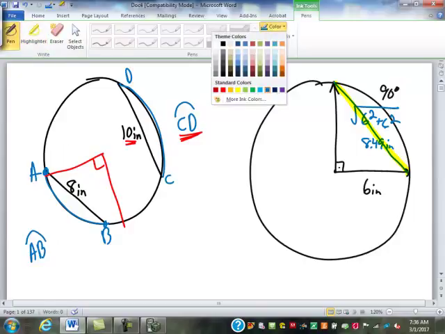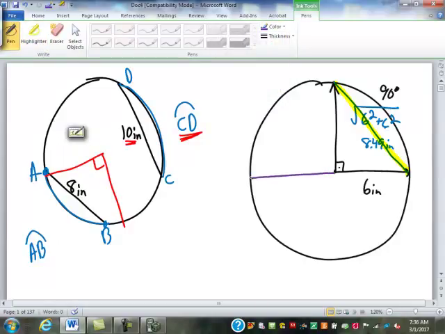To double that arc, a 180 degree arc, the length of this chord is just 12 inches. It's not double this. So the length of the chord is not proportional to the degrees of the arc. But a longer chord within the same circle does cut out a larger arc.